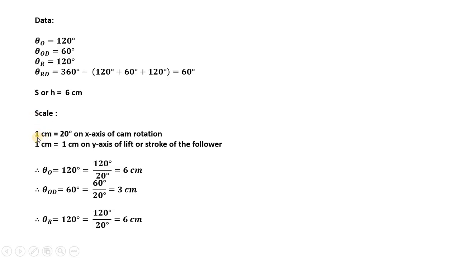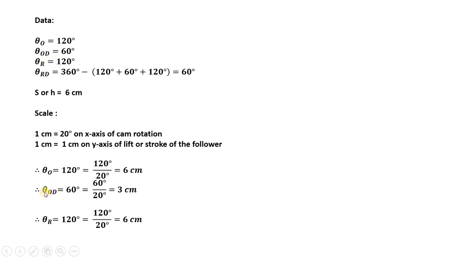So the scale that we have chosen is 1 centimeter equal to 20 degree on the x-axis of cam rotation. Then 1 centimeter is equal to 1 centimeter on the y-axis of lift or stroke of the follower. So outstroke is equal to 120 degree. So 120 divided by the scale that we have chosen, 20 degree, is 120 divided by 20, that is 6 centimeter.